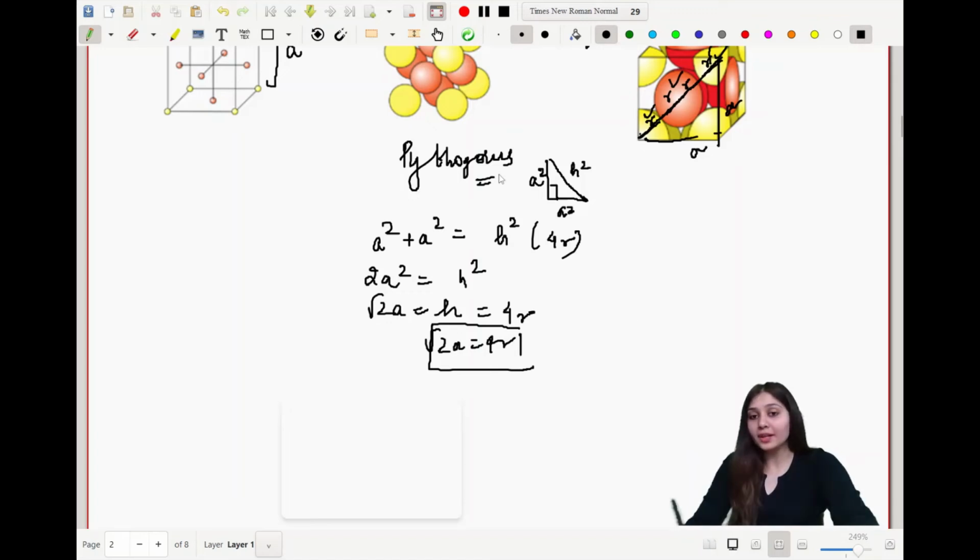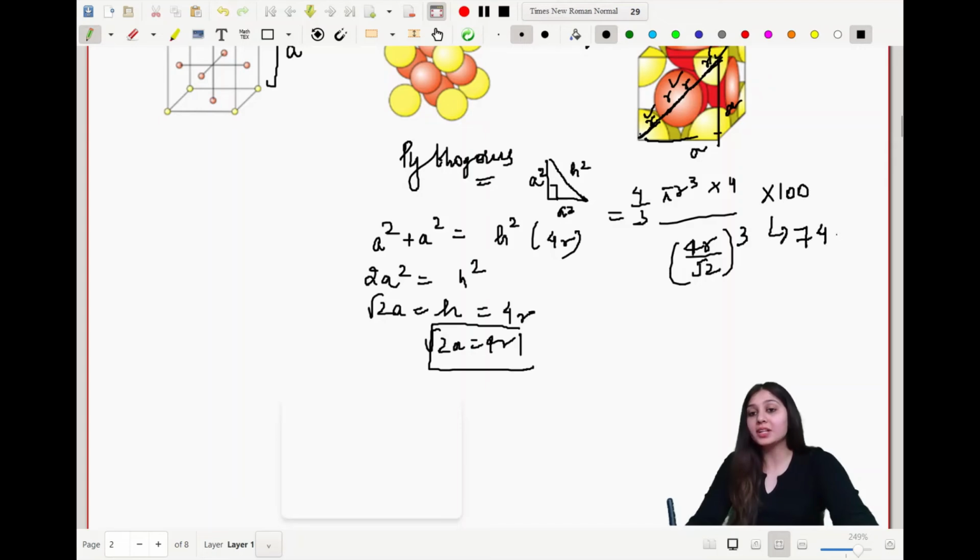And when we do that, the formula is 4 by 3 pi r cube into 4, because we have 4 atoms per unit cell, divided by the edge length a cube. Now a can be written as 4r by root 2, cubed, into 100. And when we solve this, we get the answer as 74%, which is very high. So if we compare the packing efficiency of face-centered cubic to a simple cubic unit cell, we already know that face-centered has a very high value. Okay, it's 74.